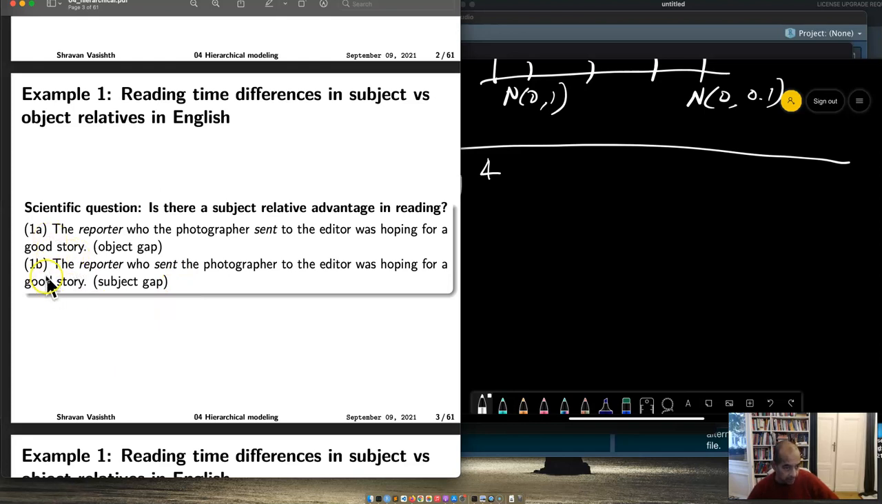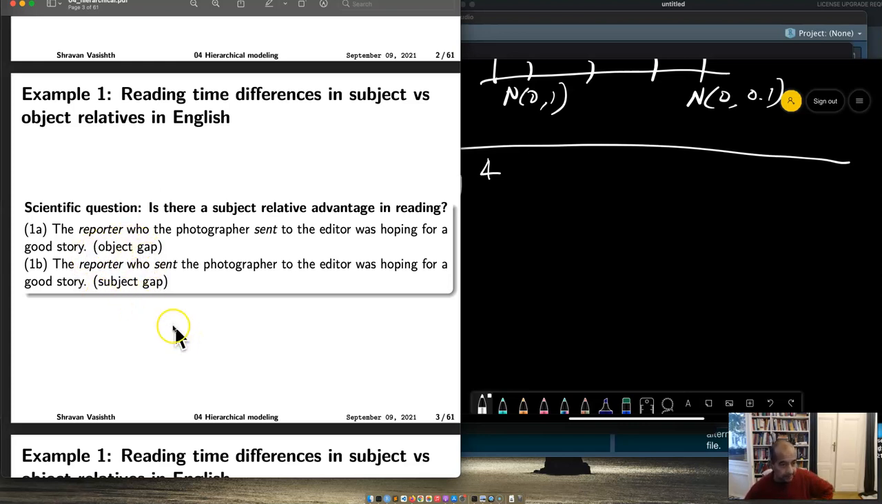If you have a subject relative, like this sentence 1b, what's special about this sentence is that there's a main clause. The reporter was hoping for a good story. And inside the main clause, the subject noun phrase of the main clause is modified by a relative clause. And what's special about that relative clause is that there's a verb inside it that takes as subject the subject noun from the main phrase, that is reporter. So this is why it's called a subject gap, because the relative clause verb has a gap supposedly just before the verb that connects to the subject here. So that's why it's called a subject gap.